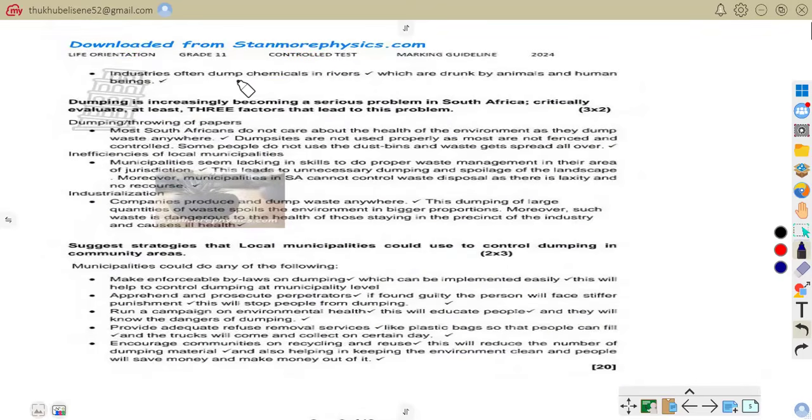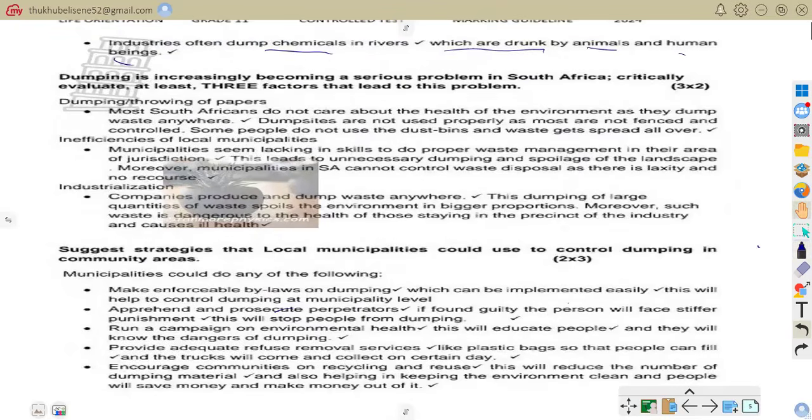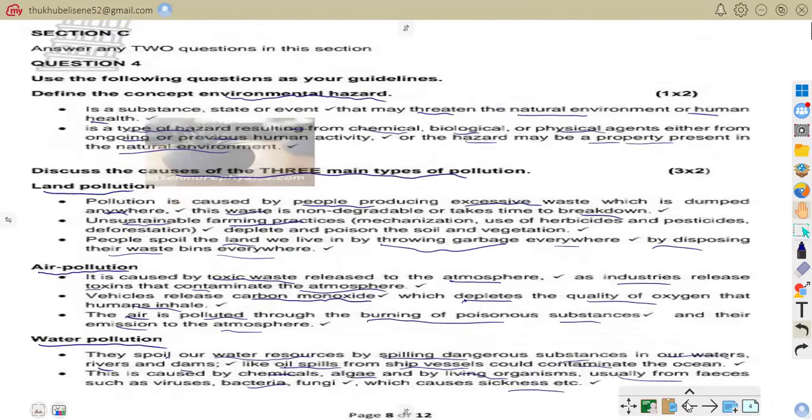Also, industries often dump chemicals in rivers, which are drunk by animals and human beings. So you're talking about industrial waste entering our water sources. For example, factories dumping chemicals into rivers, causing fish to die and people to become sick. So let us go to another question.